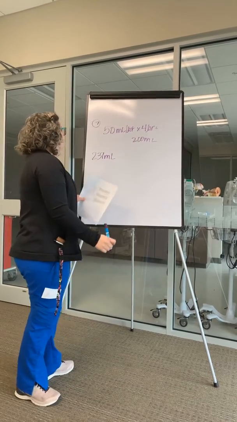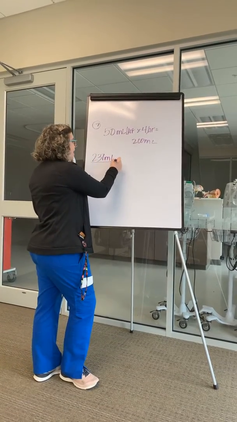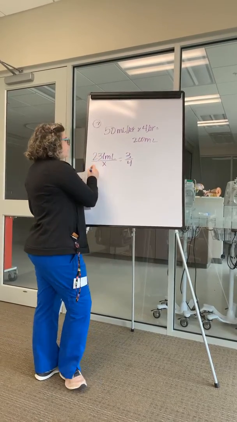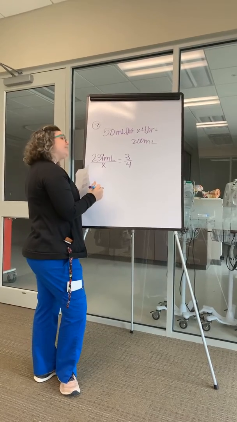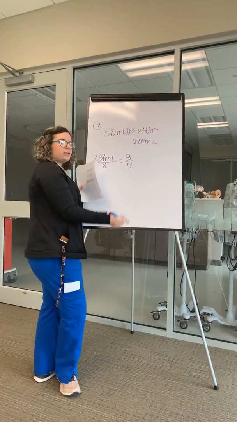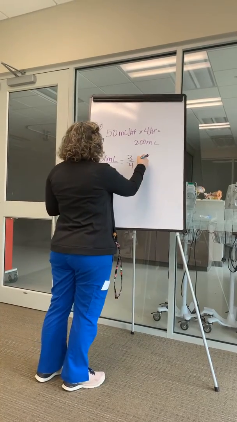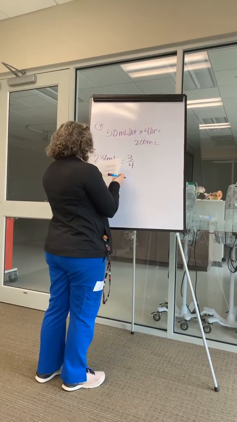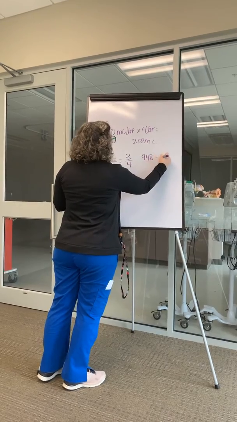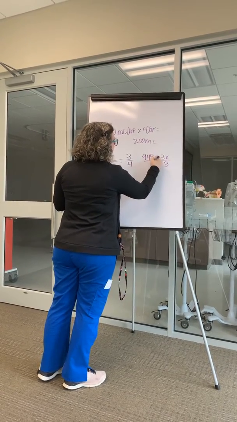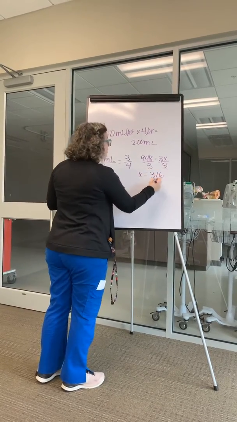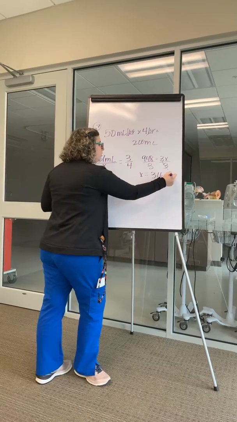So what we need to do is take that volume that we have, and we need to make it 3/4. So 237 milliliters out of how much is equal to 3/4. So we're going to cross multiply. So 237 times 4, and we're going to get 948 equals 3x. So we're going to divide by 3, and our x comes out to 316. So this is our total volume, okay?